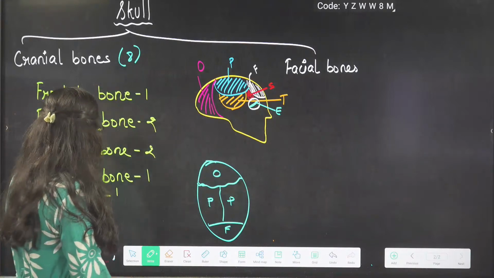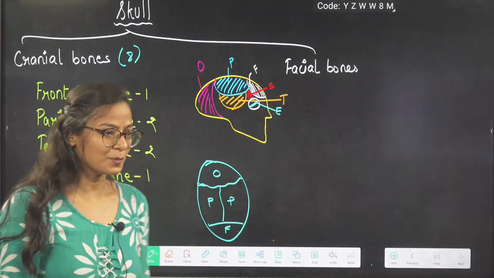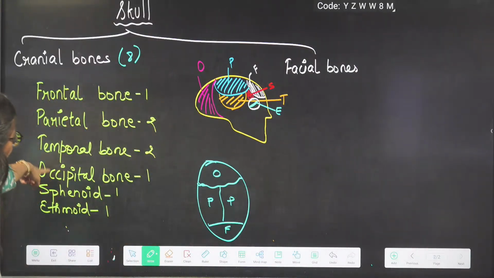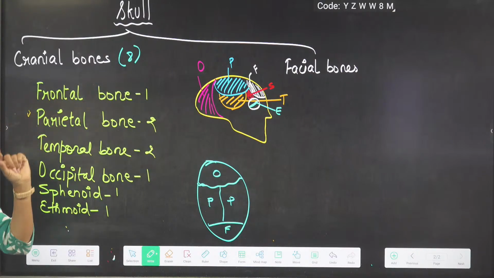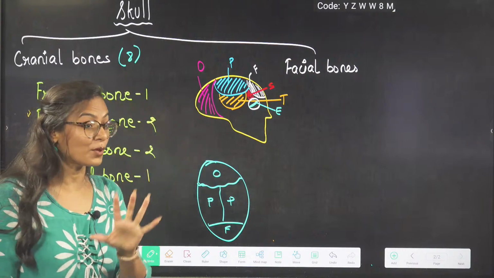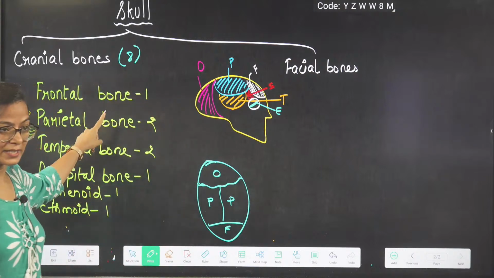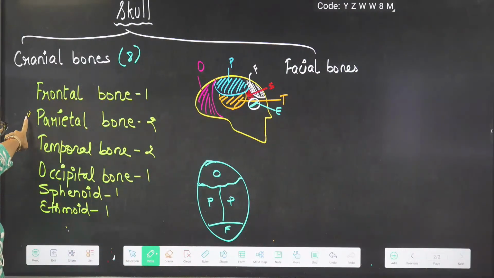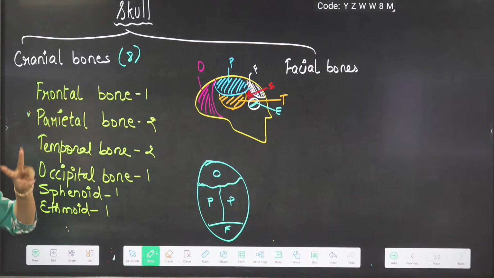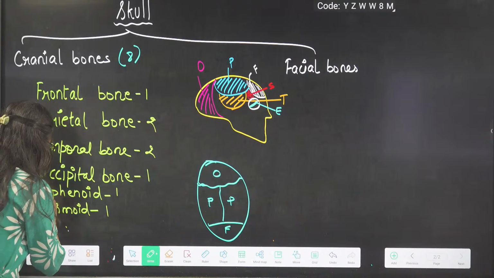Yes, okay. So now I'm going to tell you about some of the bones. Out of all these bones, it is the parietal which is the largest. Not in the body, I'm only talking about the cranial bones. So out of all these, which one is largest? Parietal.